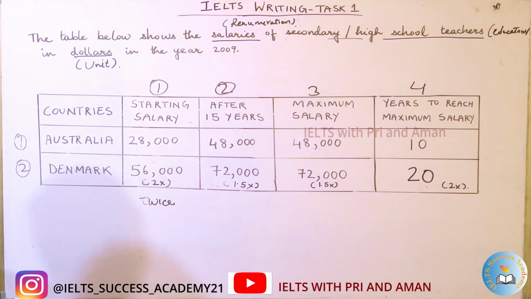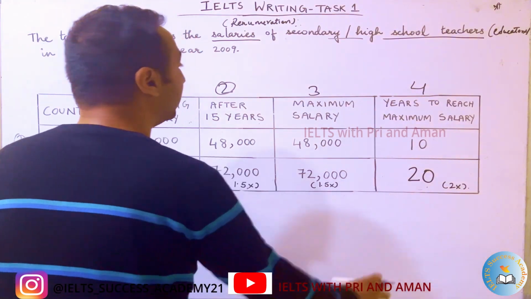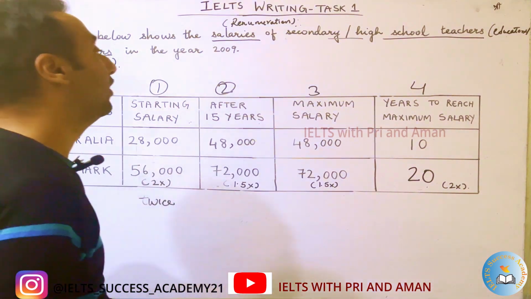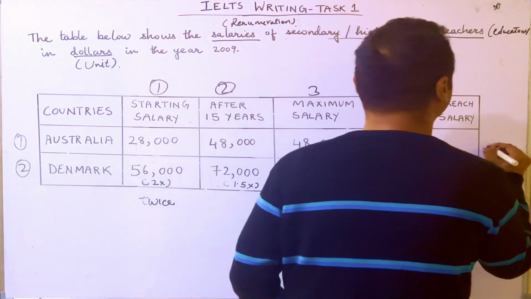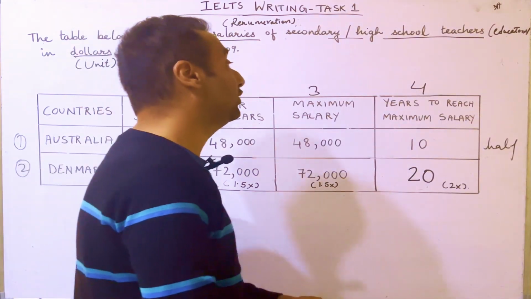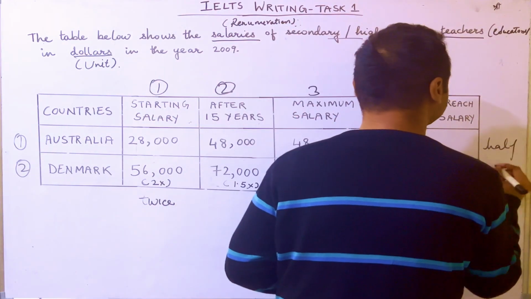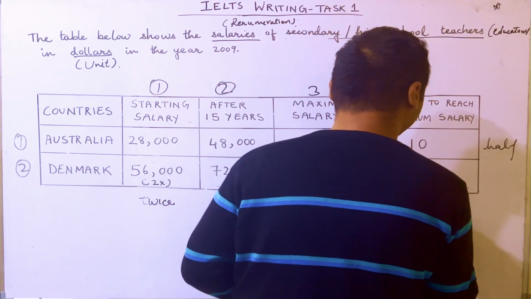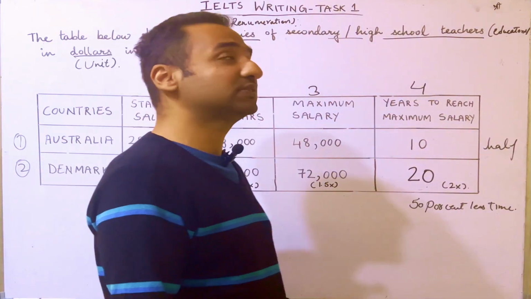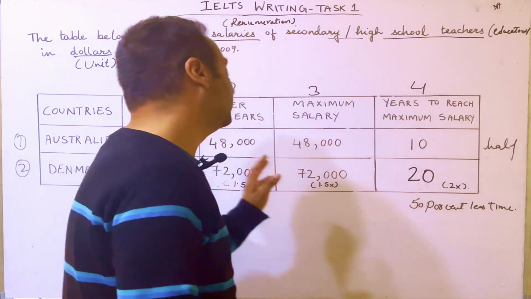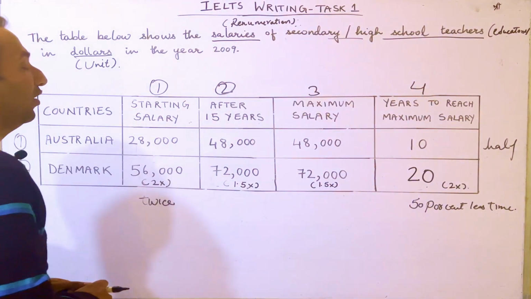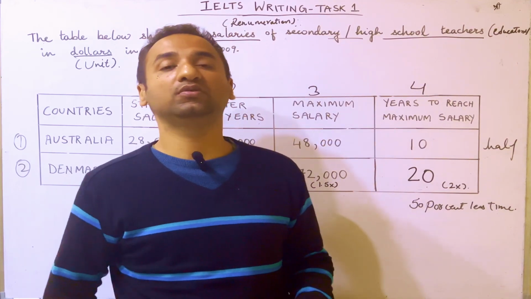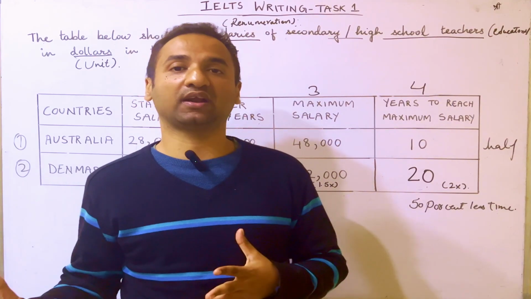Okay, or here, it took them half, or it took teachers from Australia 50% less time to reach the maximum salary in comparison to teachers from Denmark. So this is how you compare and contrast.